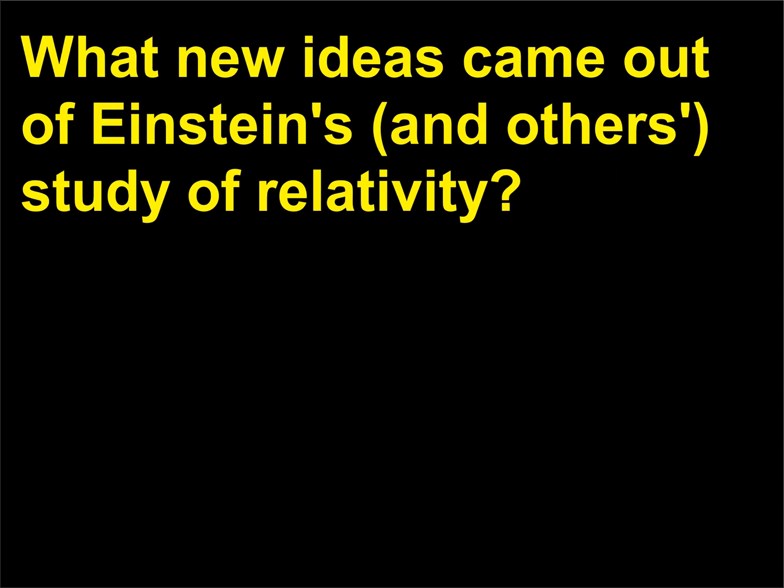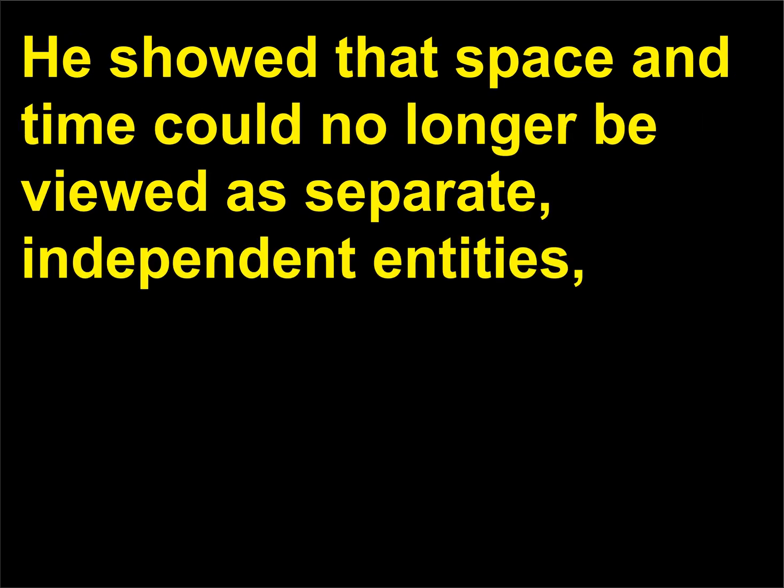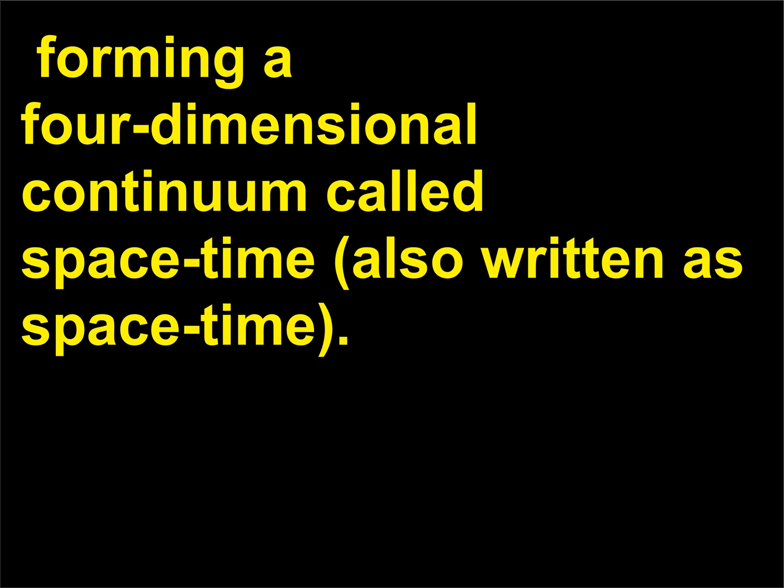What new ideas came out of Einstein's, and others', study of relativity? He showed that space and time could no longer be viewed as separate, independent entities, forming a four-dimensional continuum called spacetime, also written as space-time.